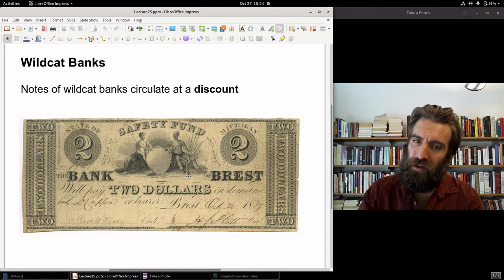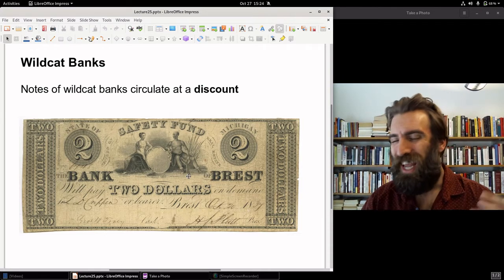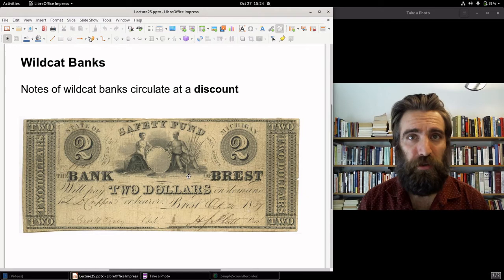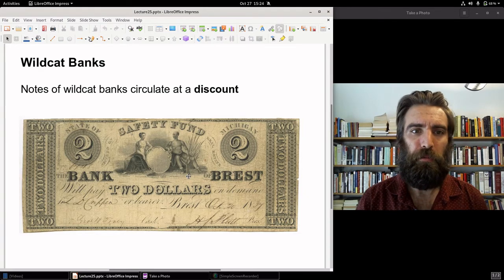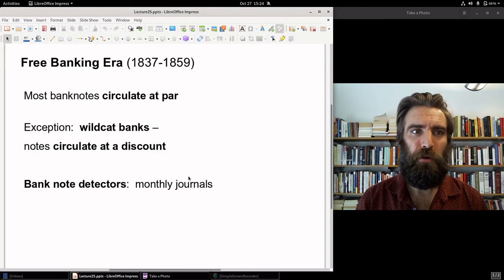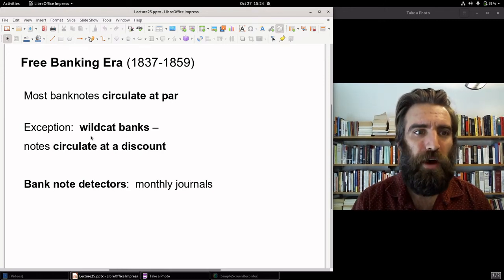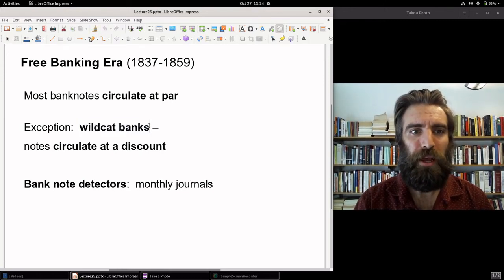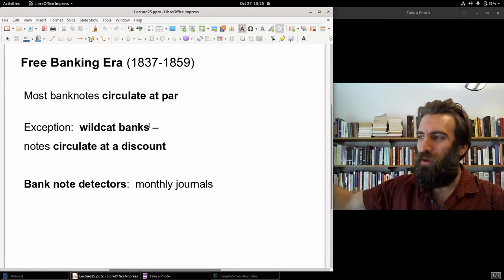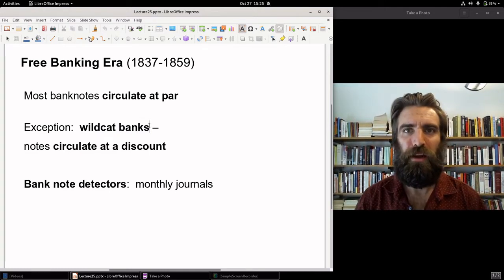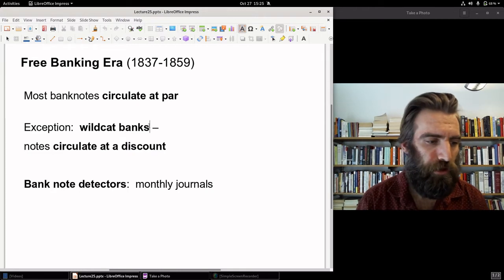Like I said, this tended to be a problem out west. And in the more established eastern states, not really much of a problem. Most banknotes still circulate at par, but you still have this problem of wildcat banks and of banknotes kind of going far and wide and circulating at a discount, and that sowed some confusion into the system.